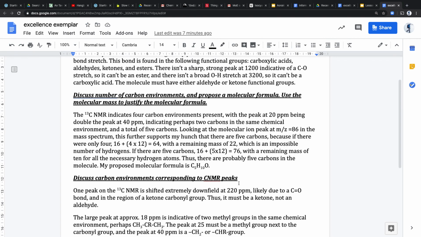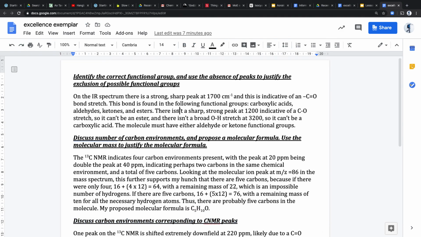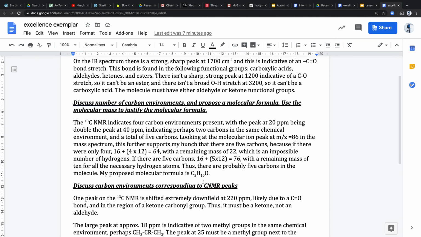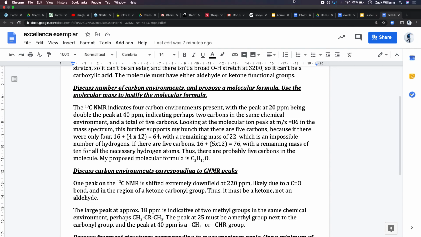Of course, you don't need these section headings. These are just so you can understand the structure of my response, and I want you to try to emulate that a bit. It makes sense to start with the IR, and then go to carbon NMR and use that in tandem with the molecular ion to figure out the formula. So the IR kind of stands alone, and the last 2 link together. Right. Cool. All right.